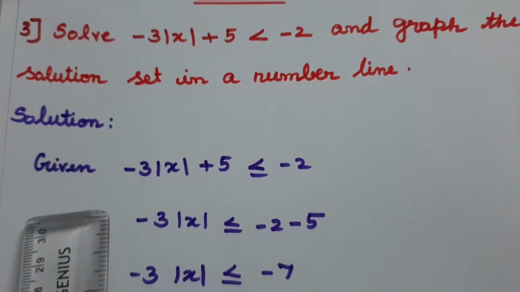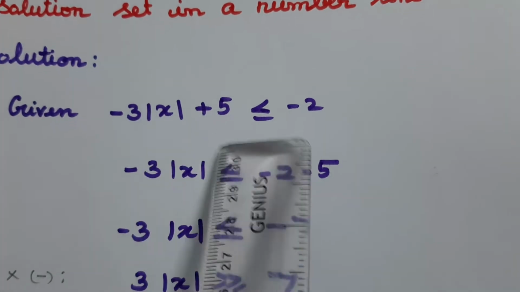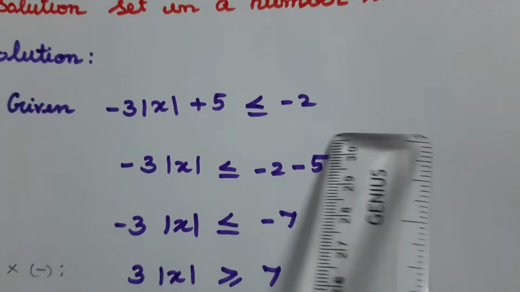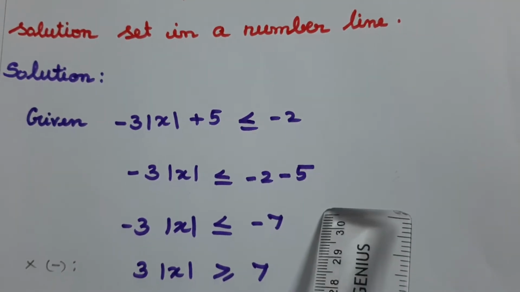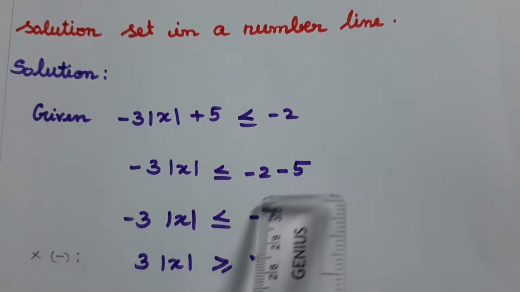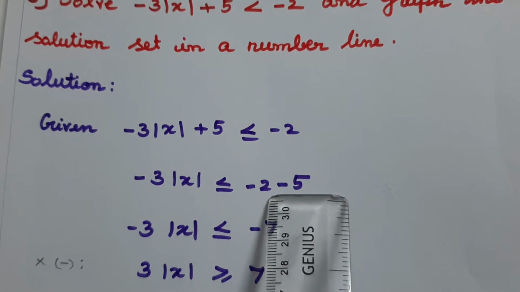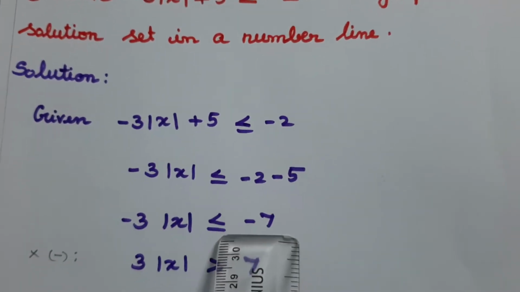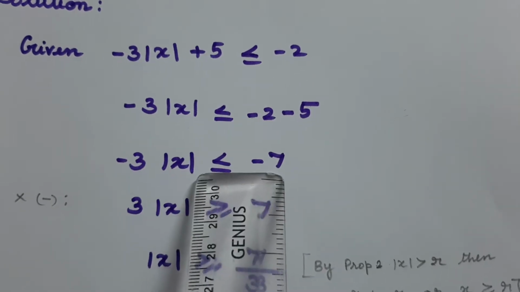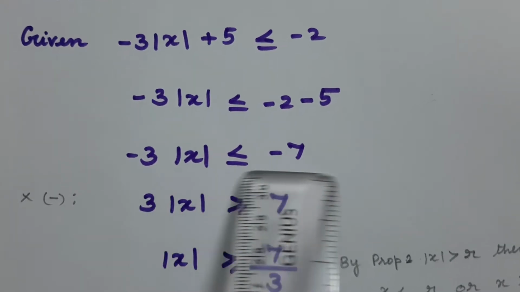So, take the given inequality: minus 3 modulus of x plus 5 less than or equal to minus 2. Now, bring your plus 5 to the right hand side. The plus 5 will go to the other side as a minus 5. Now, see here we will have two negative signs, so the values are supposed to be added and the common sign minus we have to write. 5 plus 2 gives you the value 7. So, we will have here minus 7.